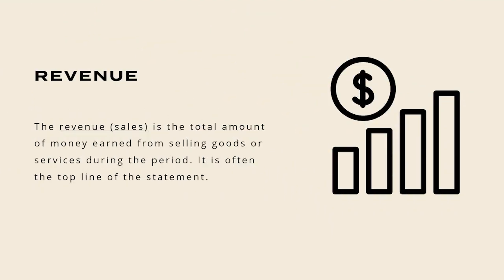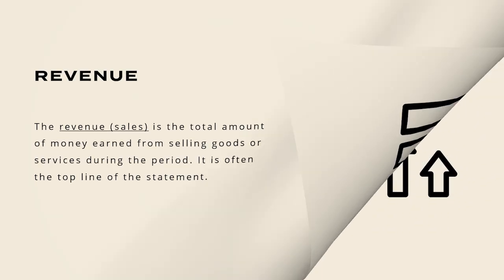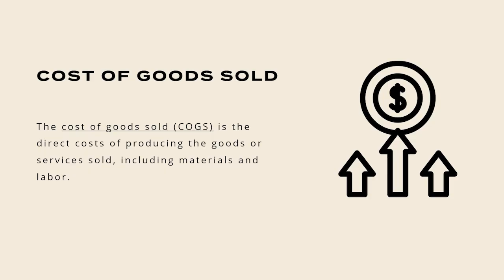One of the first lines reviewed in an income statement is typically the revenue or the sales. It's the total amount of money earned from selling goods or services during a period. Once the revenue is understood, we move on to the cost of goods sold, or the COGS. It's the direct cost of producing the goods or services sold, which is typically inclusive of materials or the labor.